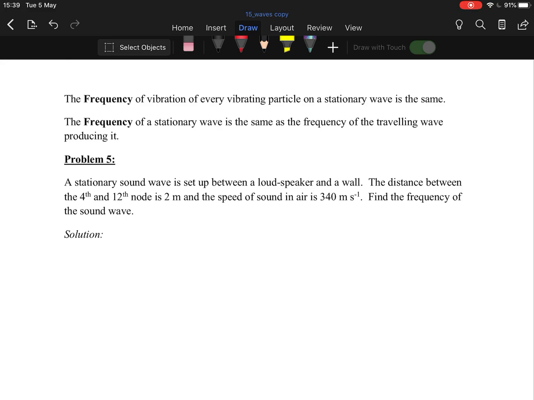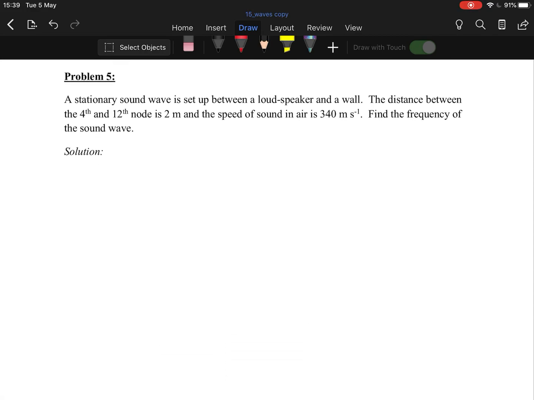The frequency is the same for all of them traveling across it. So problem 5 here.